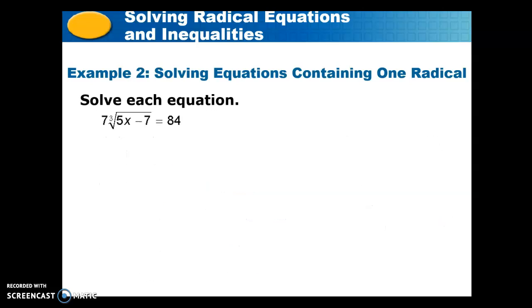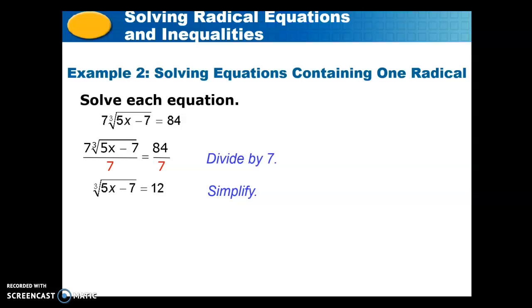All right, example 2. Okay, guys, you got to get the radical by itself. So the 7 that's in front of the radical, it's got to go. So you divide. Okay, those 7s cancel out, and you're left with the radical on one side and 12 on the other side. Now we're going to cube both sides because that's a cube root.